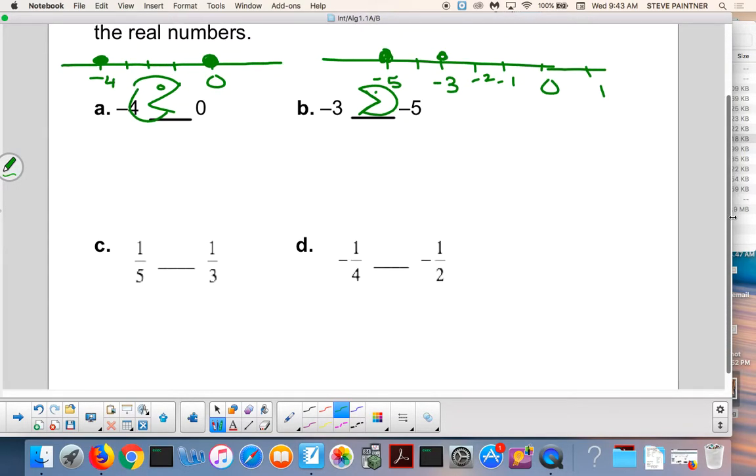Okay, 1/5, 1/3. This is a little more difficult, right? 1/5 as a decimal is what?